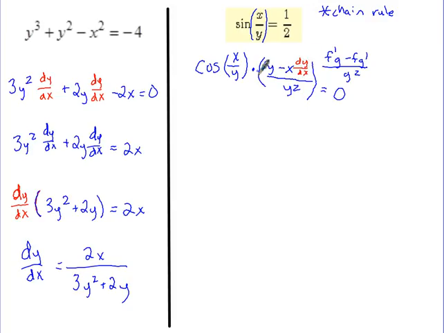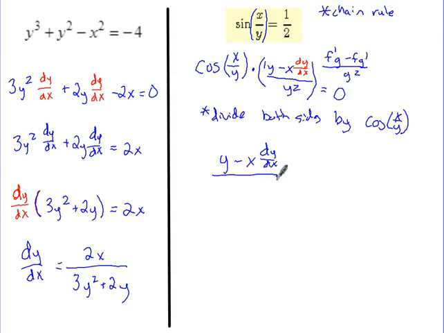So, how? Well, first, does everybody agree that I need to get rid of this cosine of x over y? It's being multiplied, so guess what I can do? I can divide both sides by cosine of x over y. Now, what's going to happen? If I divide this side by cosine, it'll cancel. But 0 divided by cosine is still 0. So I'm left with y minus x dy dx over y squared equals 0 still.